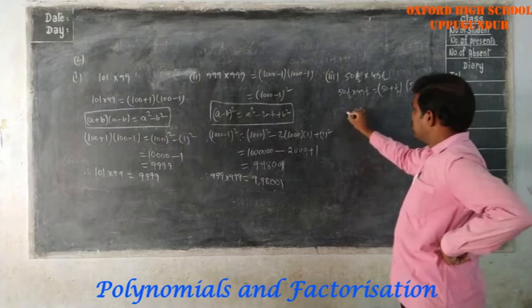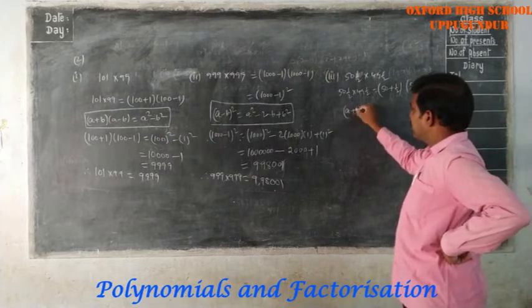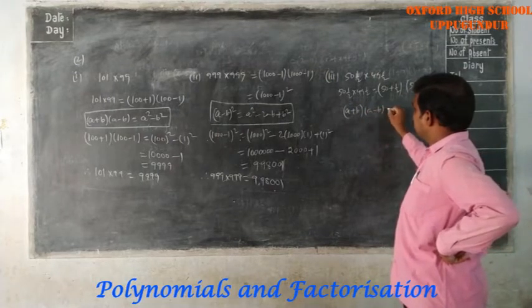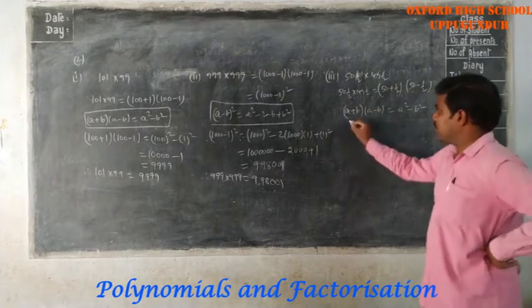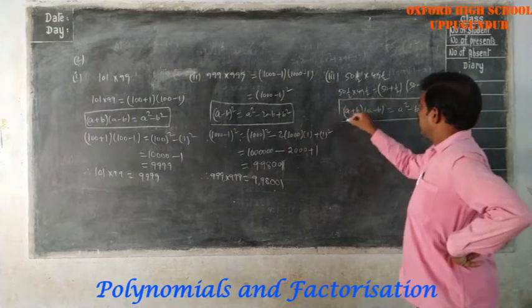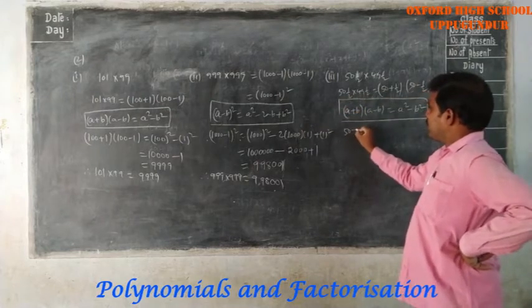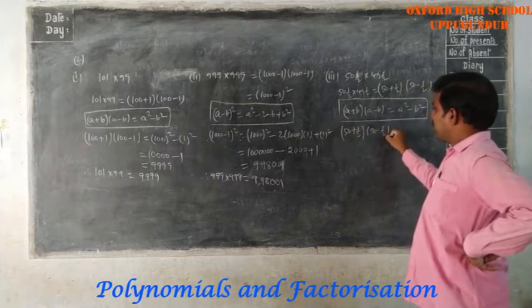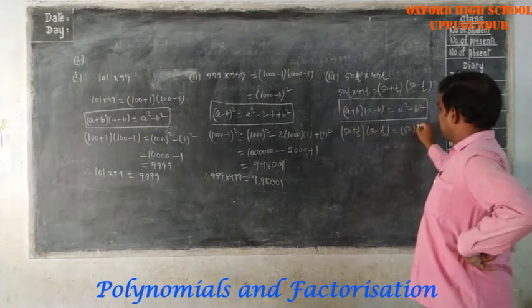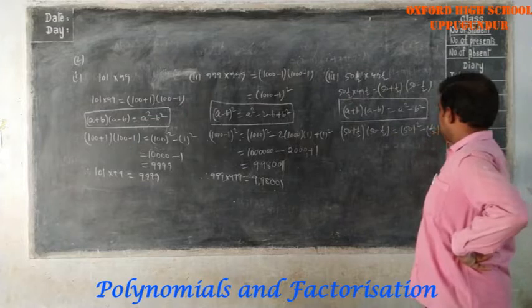So this is in which identity? This is in the form of a plus b of a minus b. You know that a plus b of a minus b equals a square minus b square. Using this identity, you can find this value now. 50 plus half into 50 minus half equals 50 square minus half whole square.